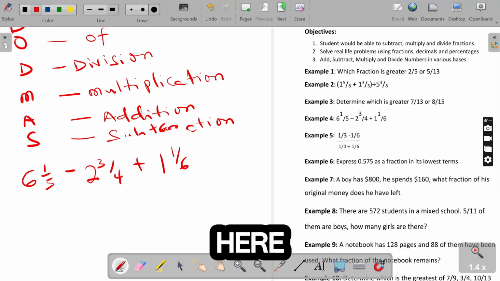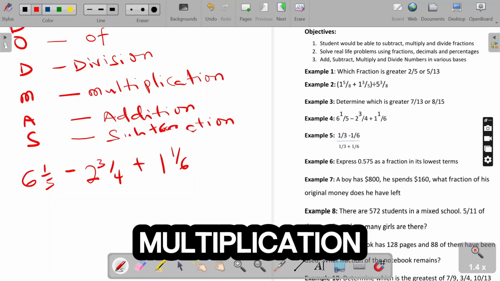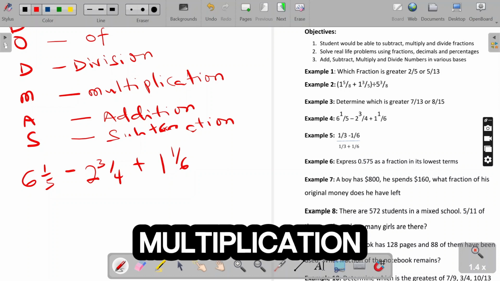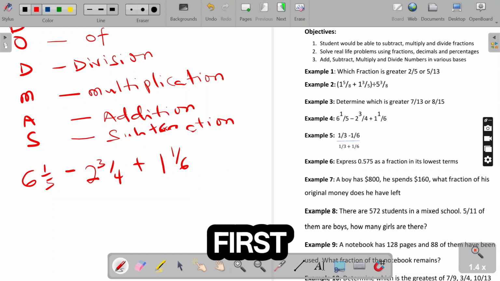What can we do here? We can use our BODMAS approach. So which one comes first? There's no bracket, no division, no multiplication, but we have addition and subtraction. So now, this is how to solve it.